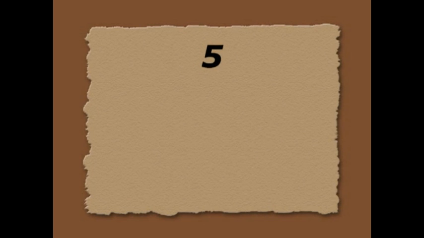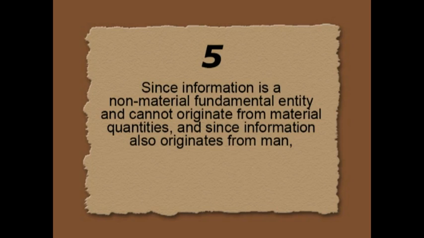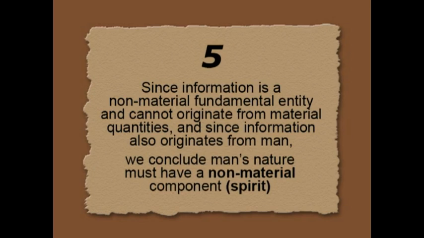It's not possible to come to these conclusions using the laws of nature. Therefore, we need the Bible. We need both the laws of nature about information and also the Bible. The Bible is a higher level of information. Let me come to the fifth conclusion. Since information is a non-material fundamental entity and cannot originate from material quantities, and since information also originates from man, we conclude man's nature must have a non-material component. Materialism is saying man is only matter. We can see the laws of nature about information say it is a wrong idea.